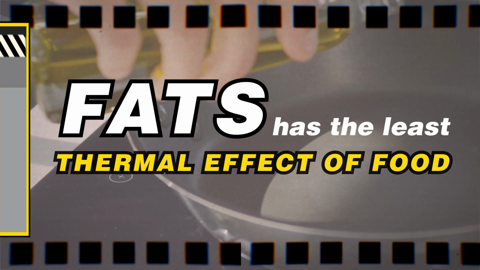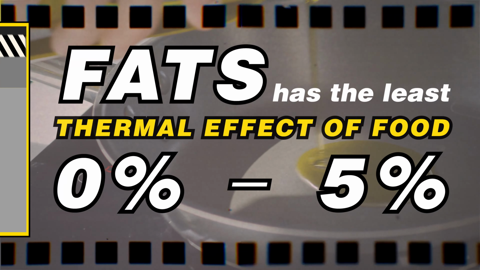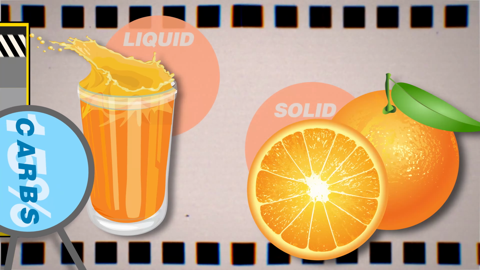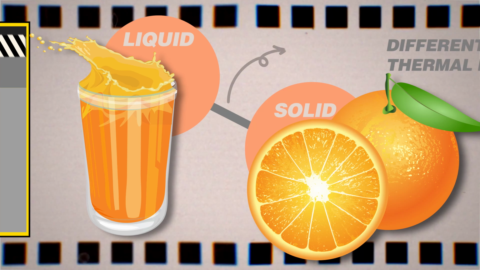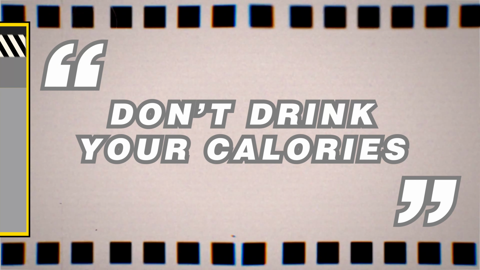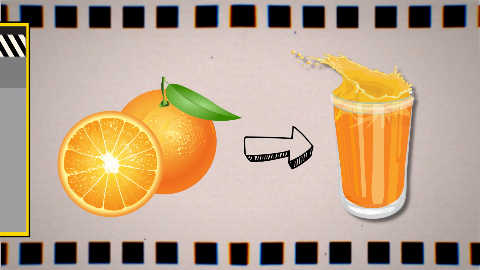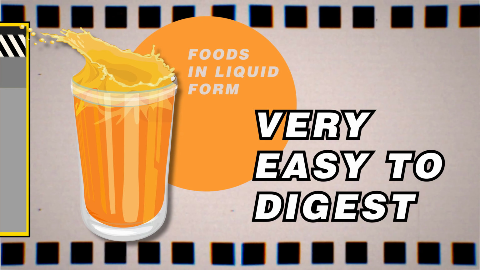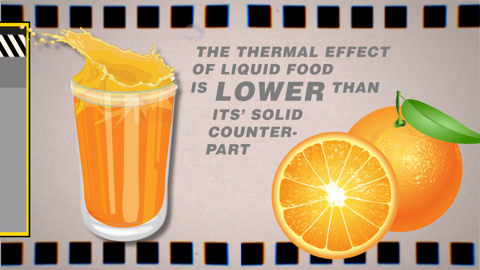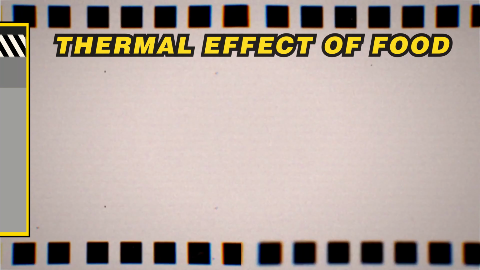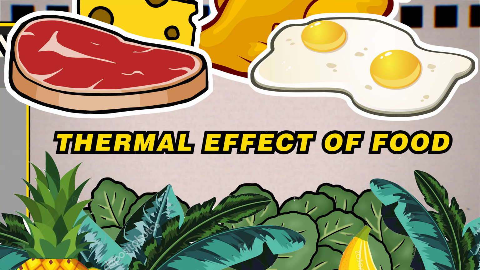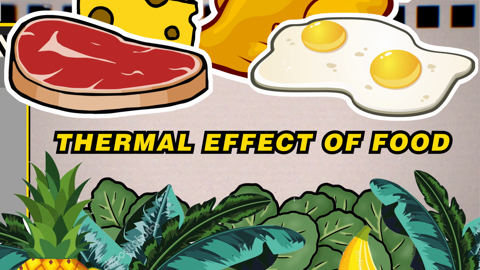Fats have the least thermal effect. It's around 0 to 5%. Other than the difference between macronutrients, different forms of the same food also have different thermal effect. You probably have heard people say, don't drink your calories. Yes, foods in liquid form are very easy to digest, so the thermal effect of liquid foods is lower than its solid counterpart. To sum it up, prioritize protein and fibrous carbs in solid form to get the most thermal effects of food, and to feel more satiated.